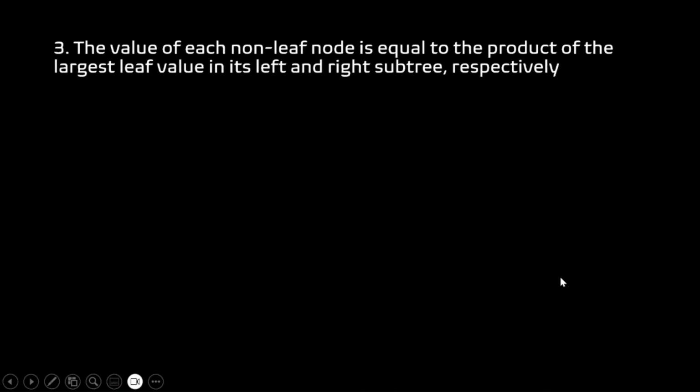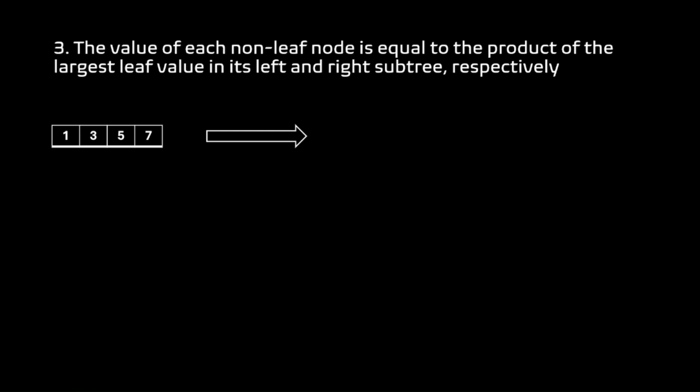Next, the value of each non-leaf node is equal to the product of the largest leaf value in its left and right subtree respectively. Now what does this mean? Let's consider the previous array that we just saw. So in this case, if we were to construct the binary trees, how will we construct the binary tree? Let's consider 1. And here, what does it say? The value of each non-leaf node is equal to the product of the largest leaf value in its left and right subtree. But this is the leaf node, right? So it already has a value, right?